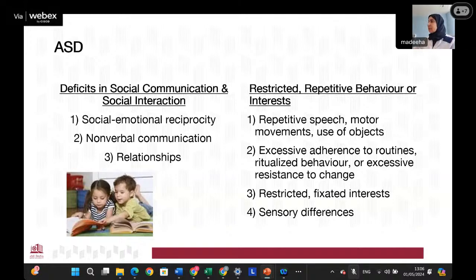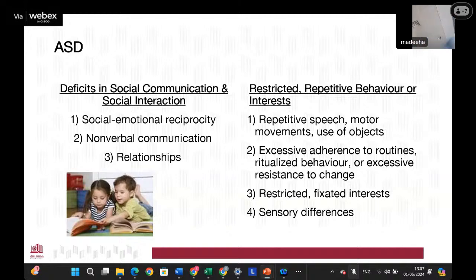The second group is the repetitive restrictive behavior, so repetitive speech or excessive adherence to routine. They like to follow the same routine. Restricted fixated interest, as in interested in dinosaurs, interested in certain things in World War II. I had patients interested in that. I had patients interested in planes, in trains, and a lot of things. And sensory issues, whether auditory, certain noises bother their ears, or visual or tactile.